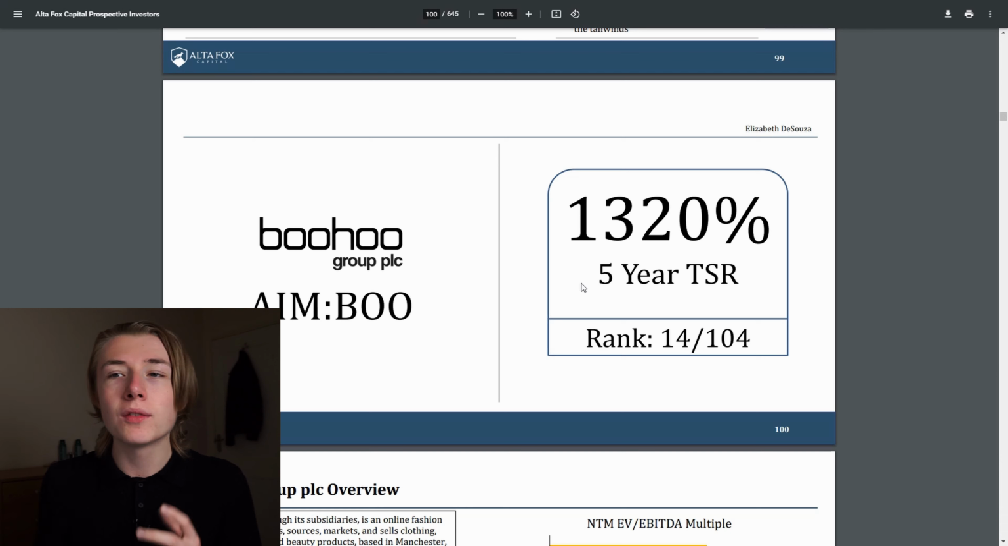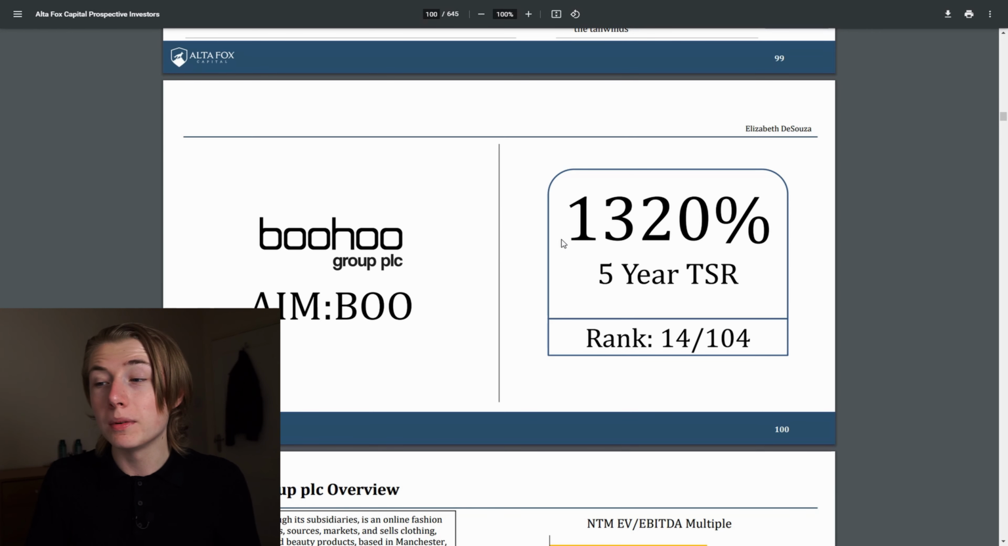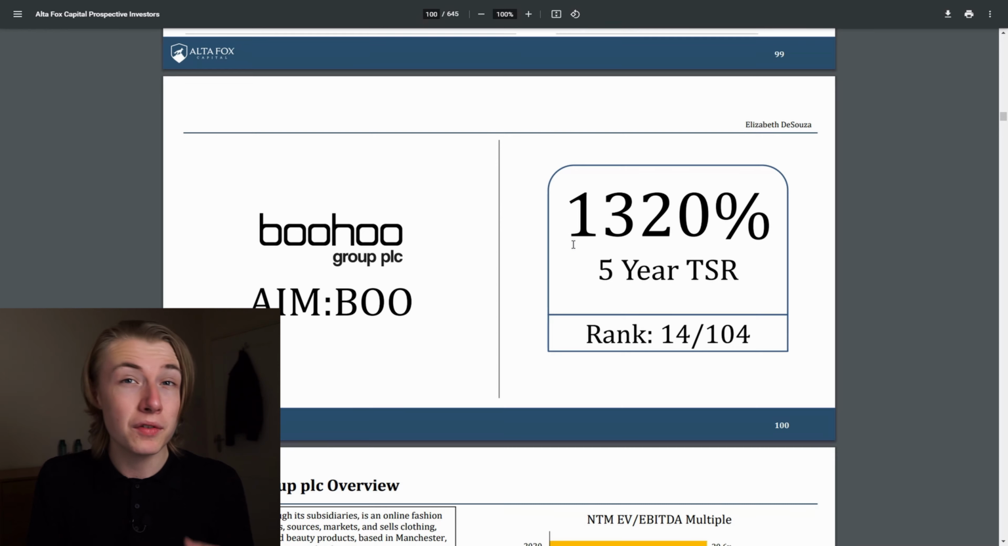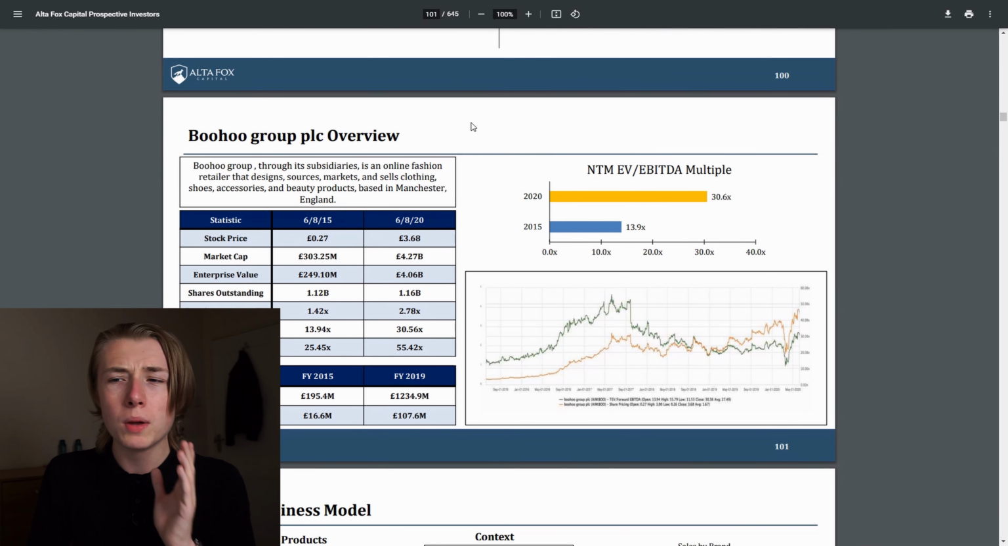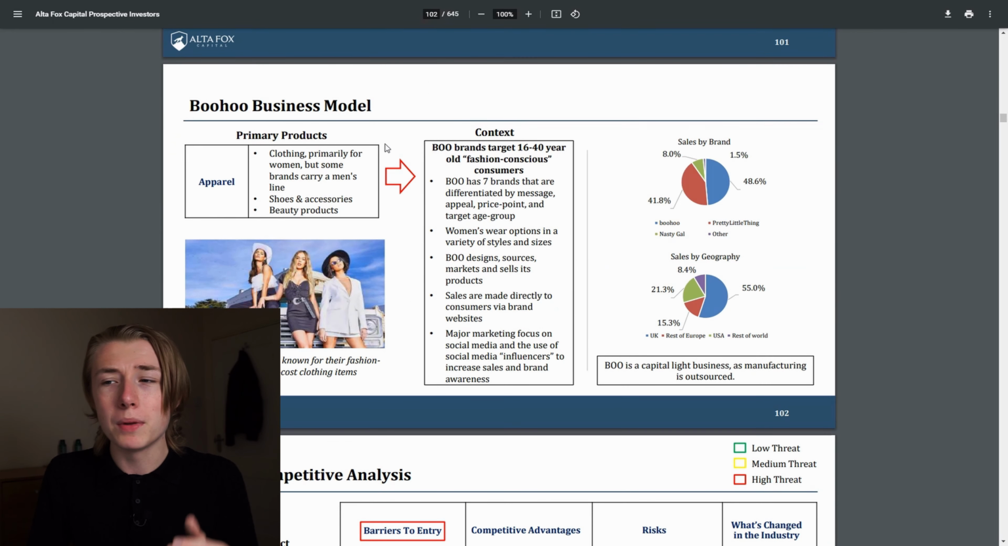So on The Makings of a Multibagger, we can see that their 5-year TSR, at least at summer 2020, was 1,320%, making it rank 14 out of 104. Regardless, we're more interested in the rest of it. We can see that they are currently retailing clothes. We know that already. Let's just skip a bit beyond this.